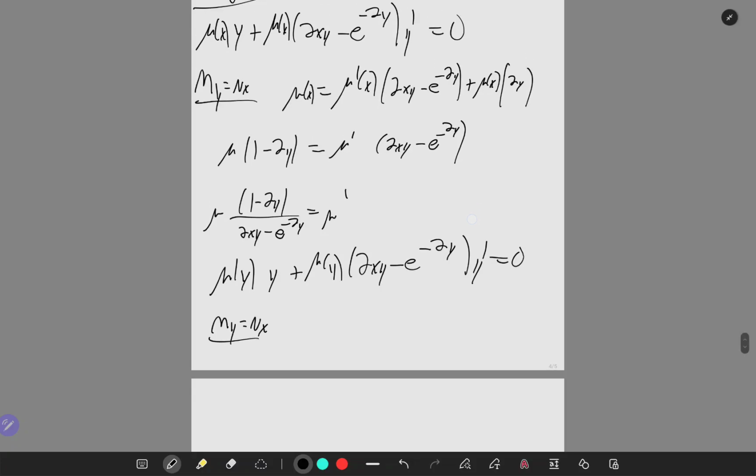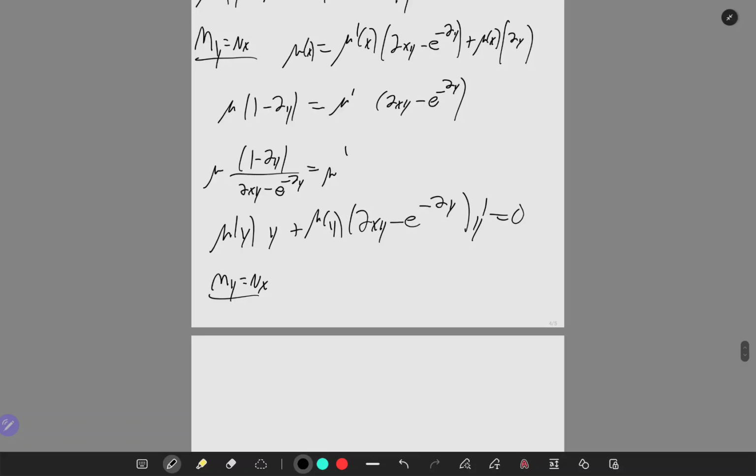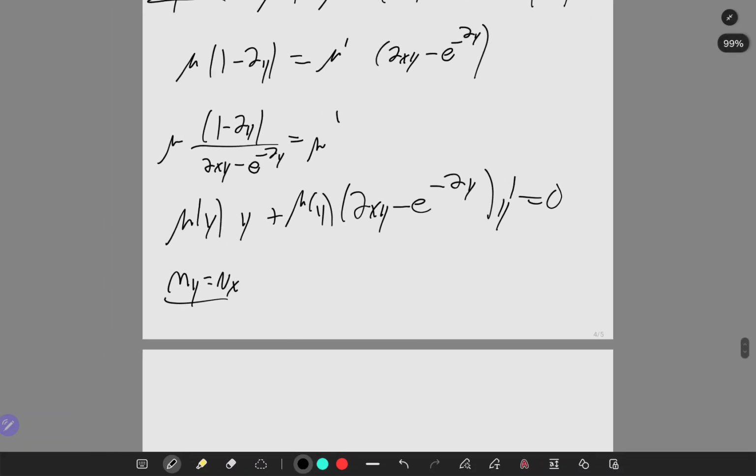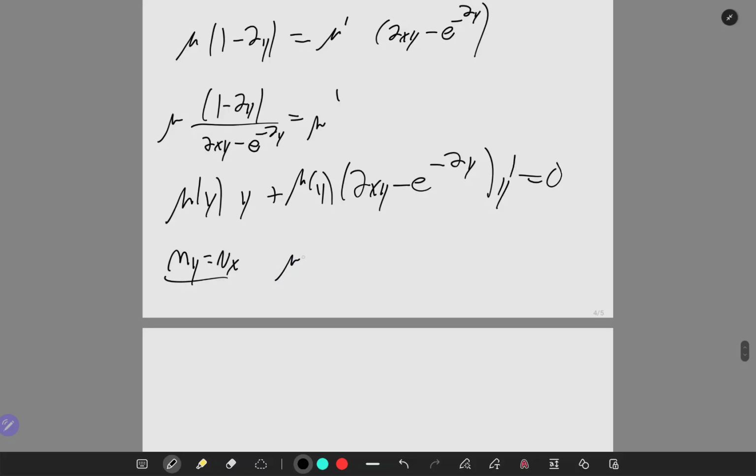So this time we have to do the product rule for both sides. This is really ugly, isn't it? So we have mu of y times y. Let me do this: the derivative of the first times the second, plus the first times the derivative of the second, which is just 1, is equal to n of x. Oh, actually, you don't have to do a product rule for this side.